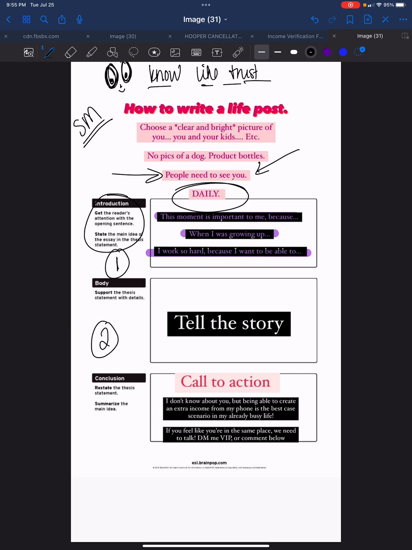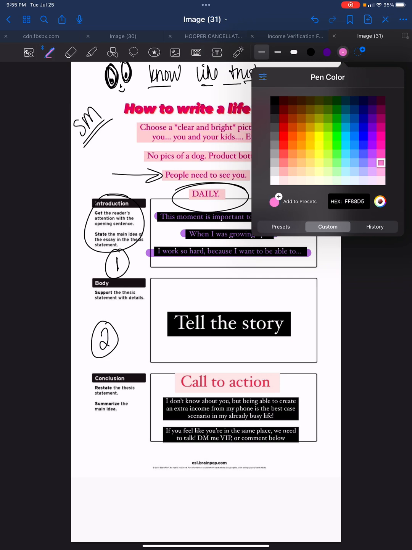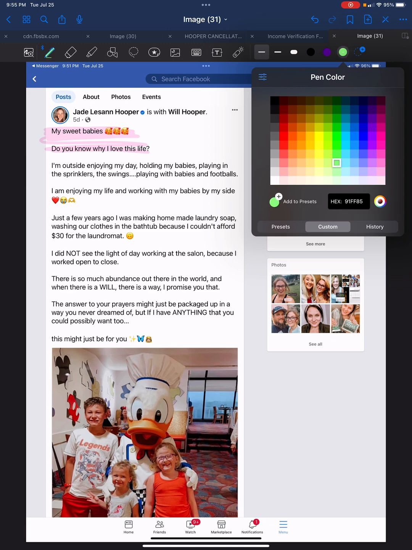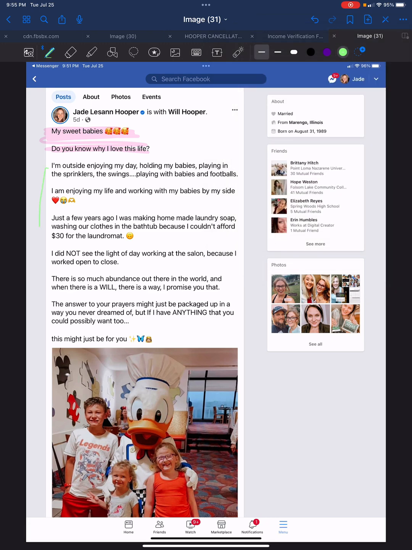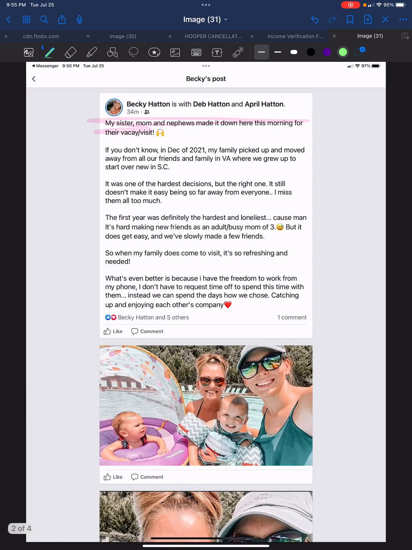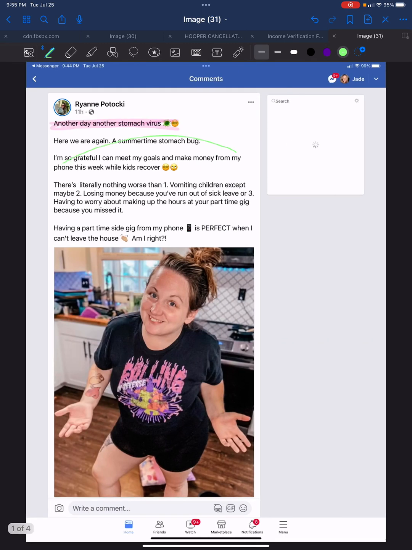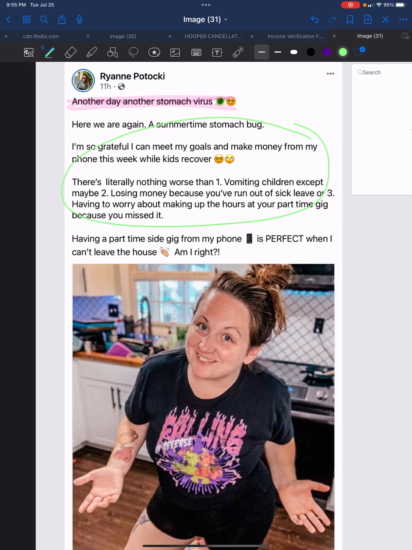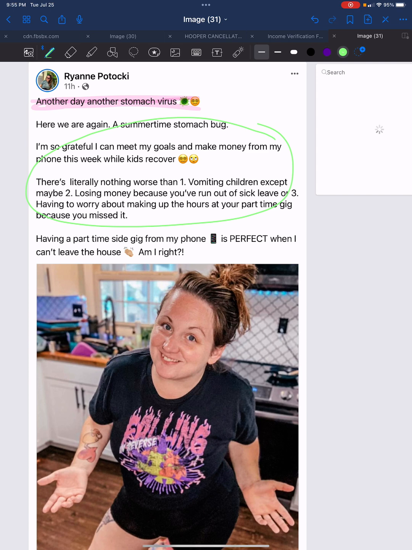Step 2 is the body. It's the story. Okay. So we're going to tell the story of whatever it is that is going on. Okay. So let me pick a different color. Green. Okay. So here is my story. Here is her story. Here is Ryan's story. Okay. Now I know that this seems kind of crazy because you're like, wait a minute, her kids are sick. Yes. But what's so cool, this is actually what we would call a situational.